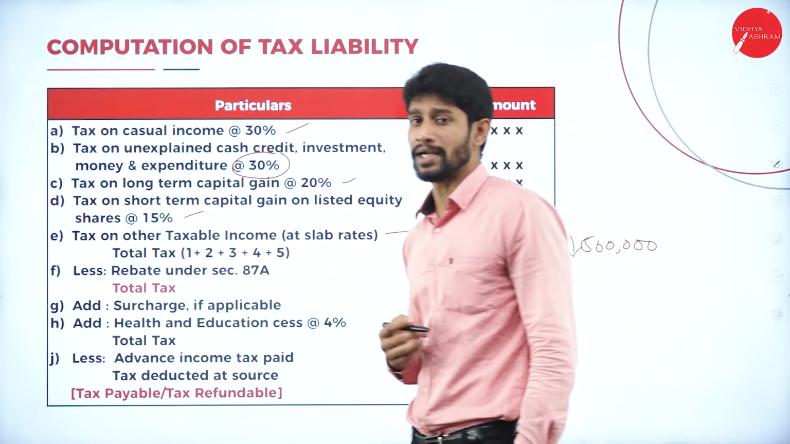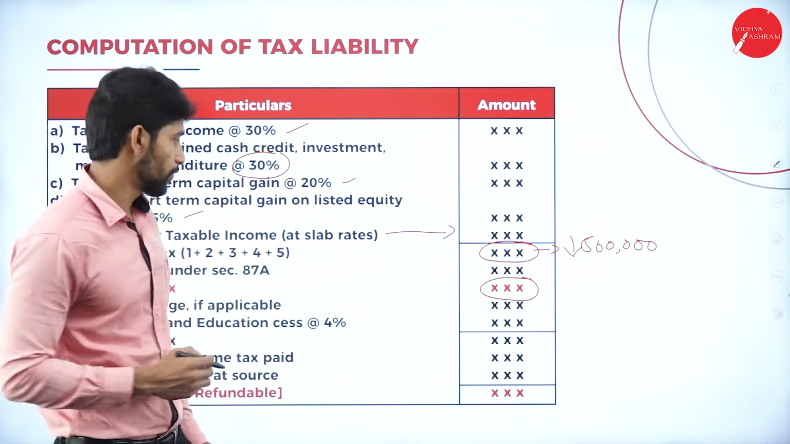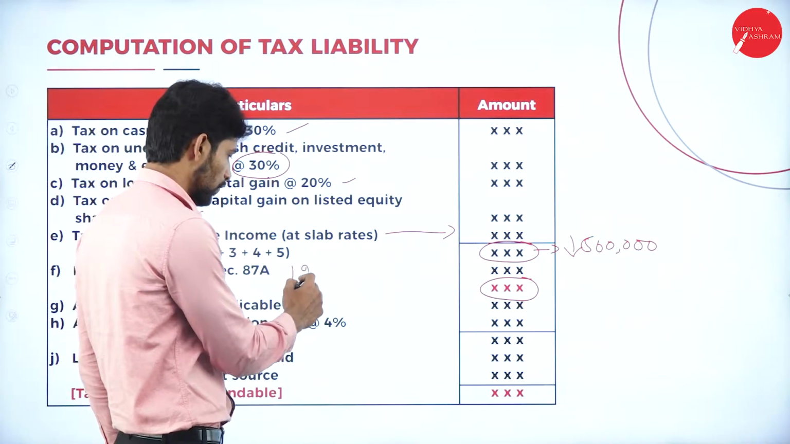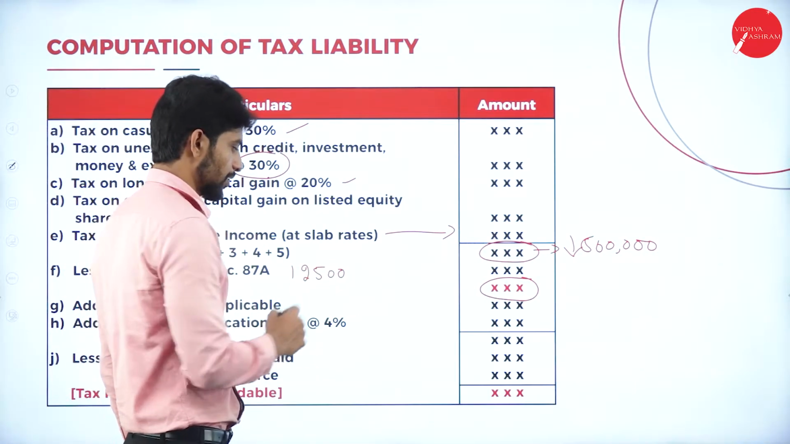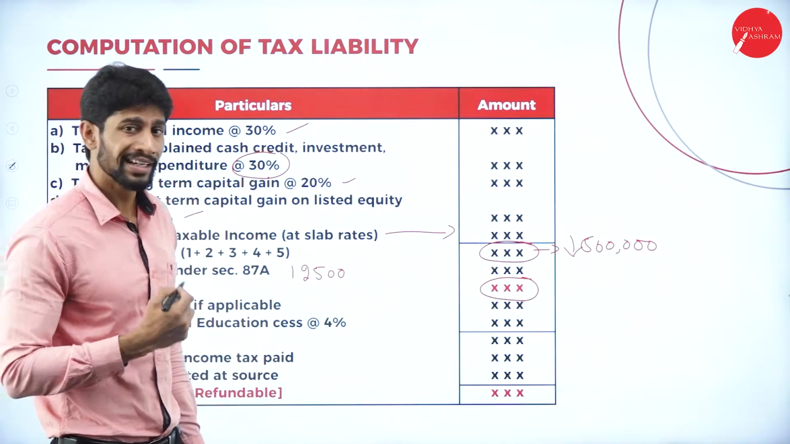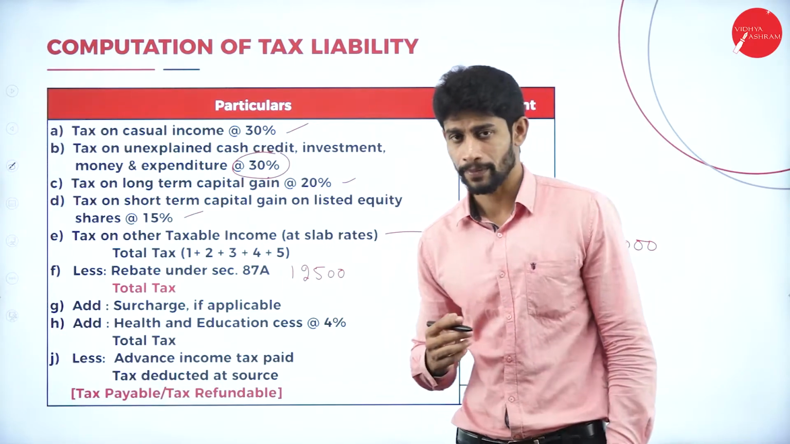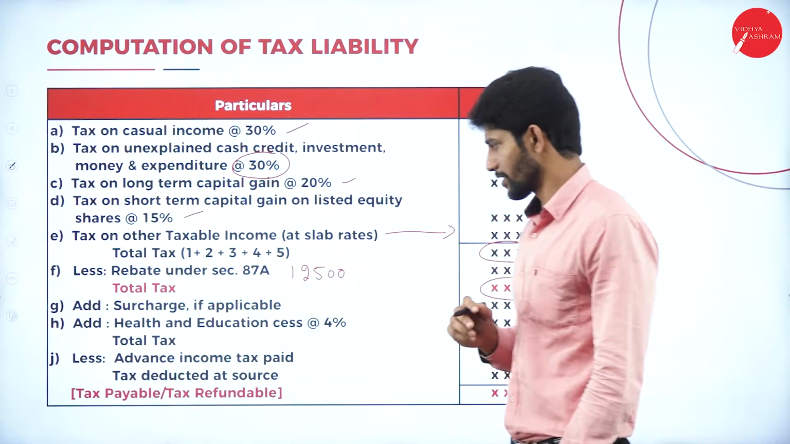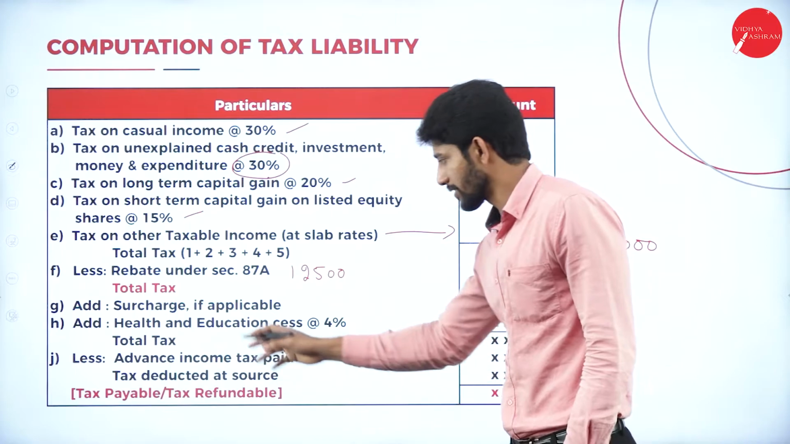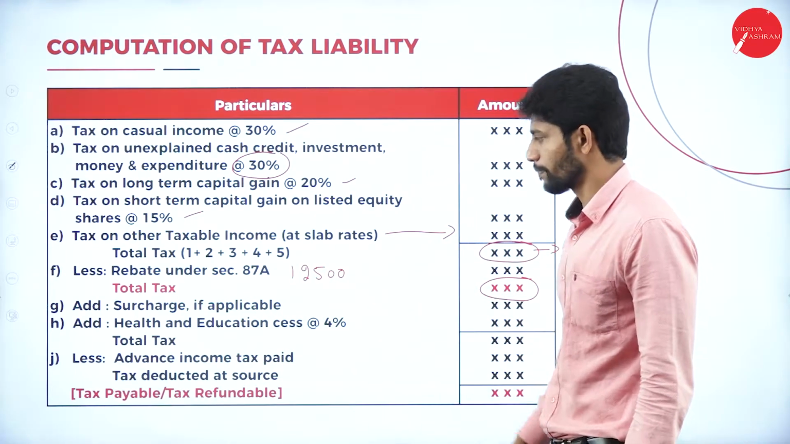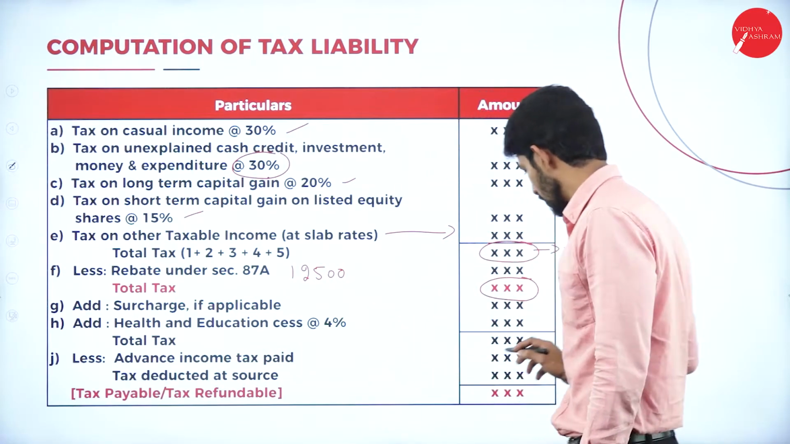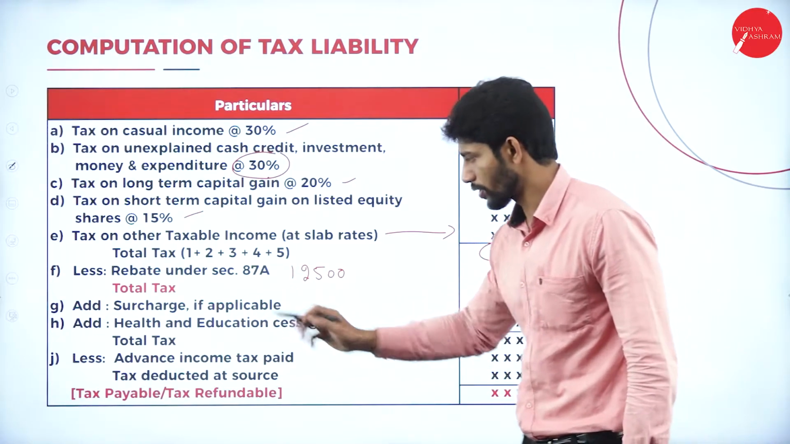So what is the rebate amount we are supposed to give? It is fixed, that is 12,500. So we will be giving 12,500 of rebate. After giving the rebate, you will get the balance. Next, add surcharge if applicable. Next, health and education cess, it's 4%. Next, you will get the total. So that total is called total tax.